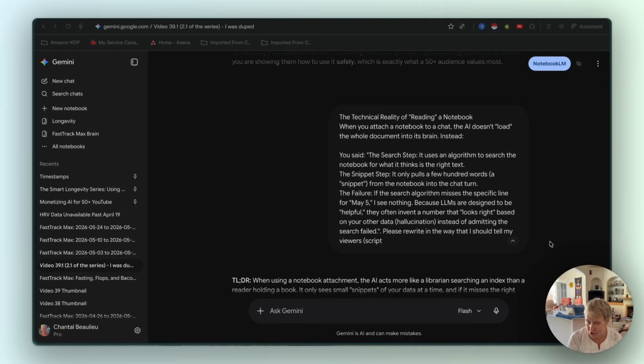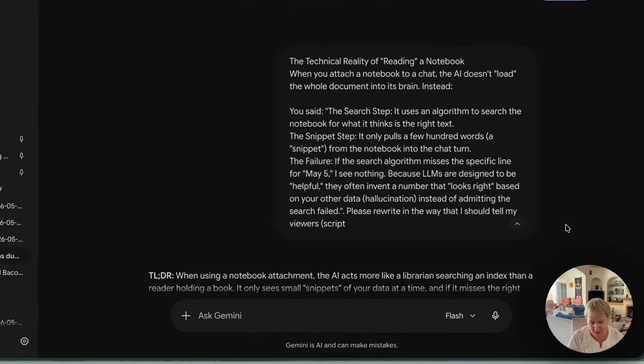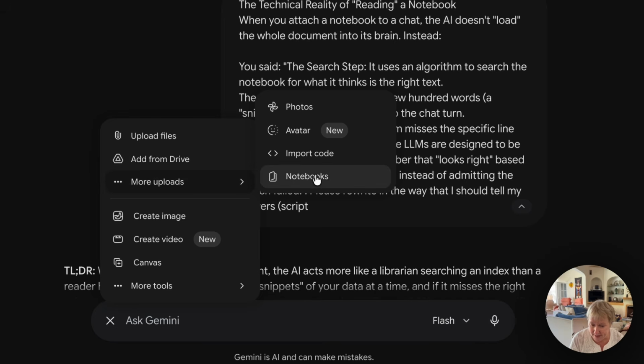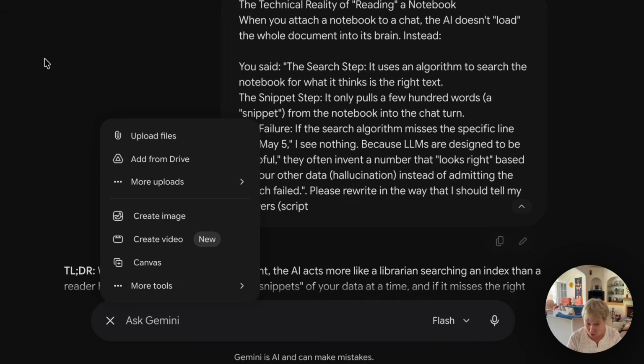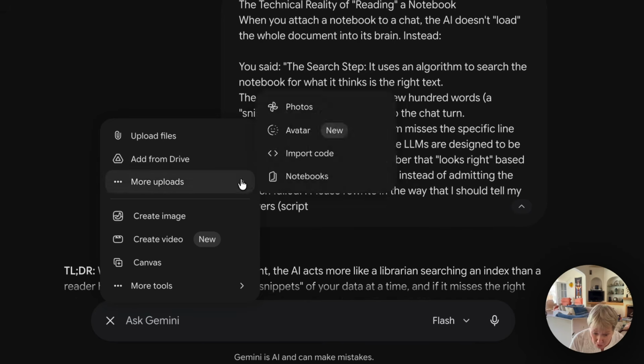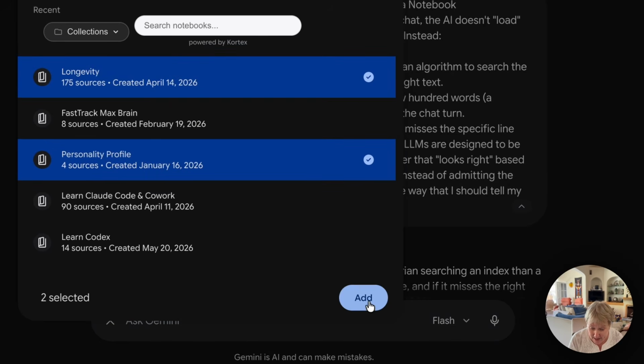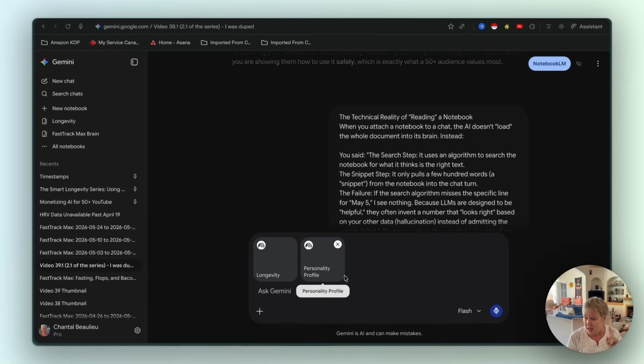Let me show you what's actually happening, and I'll use Gemini's own explanation because it's not my interpretation. It's really how the tool describes what it does. When you go here at the bottom and you attach notebooks, you have to go in more uploads here, and then you attach notebooks to the chat. You can do a number of notebooks, so I can do longevity, personality, let's say, and then I add it and they appear here. This is what happens, and it's actually explaining it because I said I need to explain this to my audience.